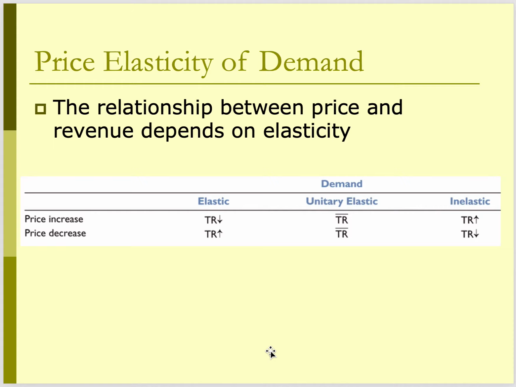So if you have a price increase and it's elastic, total revenue goes down. If you have a price decrease when it's elastic, your revenue goes up. So if you're in an elastic region of the demand curve and you want to increase revenues, you drop your price. You have a sale to increase your revenues. If it's unit elastic, total revenue remains flat. It just doesn't change.